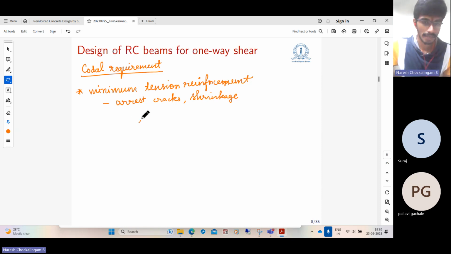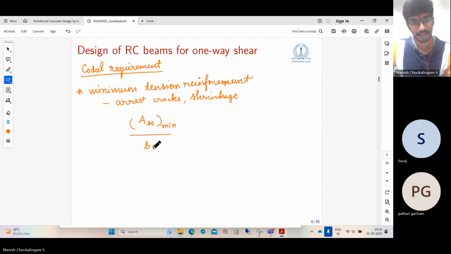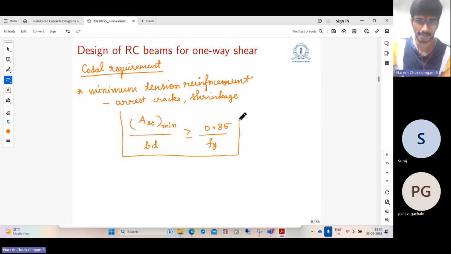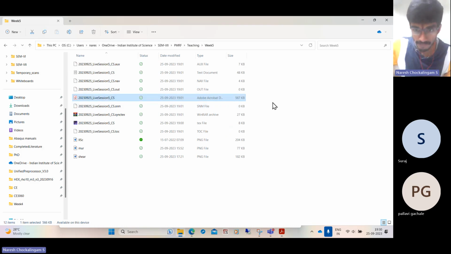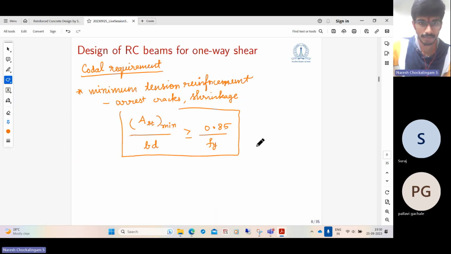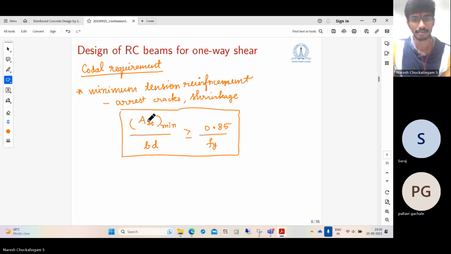How much should that be? The minimum area of steel that should be provided in any case, regardless of how much the load, should be such that it divided by the product of the width and the effective depth is greater than or equal to 0.85 divided by fy of the steel. So this is important. The percentage of minimum tension reinforcement should be at least 0.85 divided by fy. Since it's a minimum, we can replace it with an equal to. So the tension steel provided should always be greater than or equal to this value.